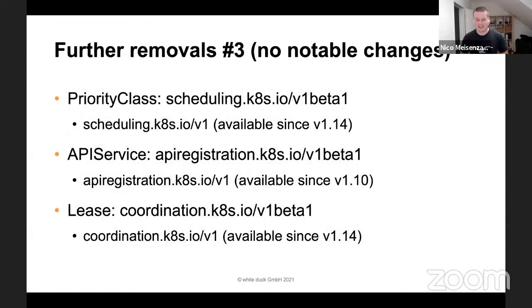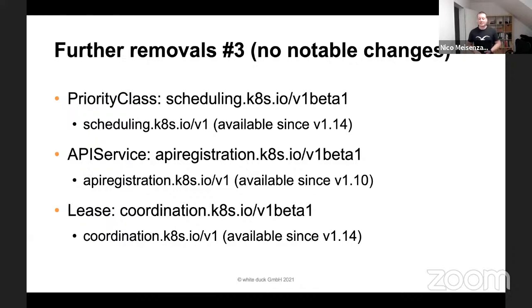So last but not least, the last list of removals. Also, if you're using priority class for your workloads, also here we have since 1.14 a stable version with v1, and the v1beta1 gets removed. Same thing here for API services. The API registration is also now available in v1, and the beta gets removed. And last but not least, I don't think it's something somebody uses directly, but also for the leases, the coordination API is also available since 1.14 in the stable version, and the beta gets removed.